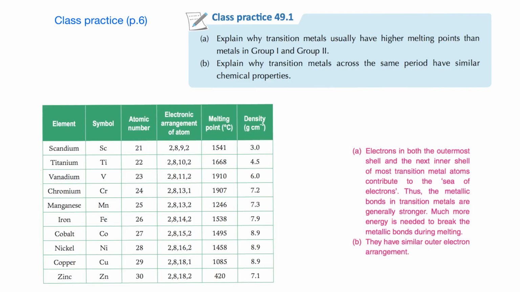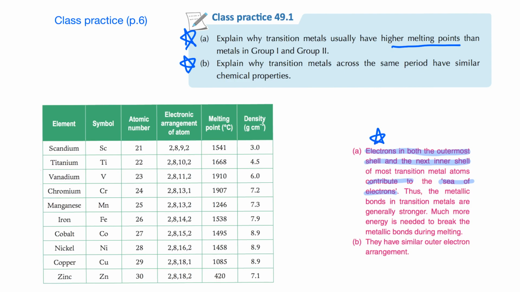In class practice page 6, two questions are quite common again in the public exam. The first one asks why transition metals usually have a higher melting point than the metals in group 1 and 2. Just like we mentioned, you have to say that because the electrons in both the outermost shell and the next inner shell can contribute to the sea of delocalized electrons, the metallic bond is stronger, more energy is required to overcome it, and therefore they have a higher melting point. So the keywords go here.